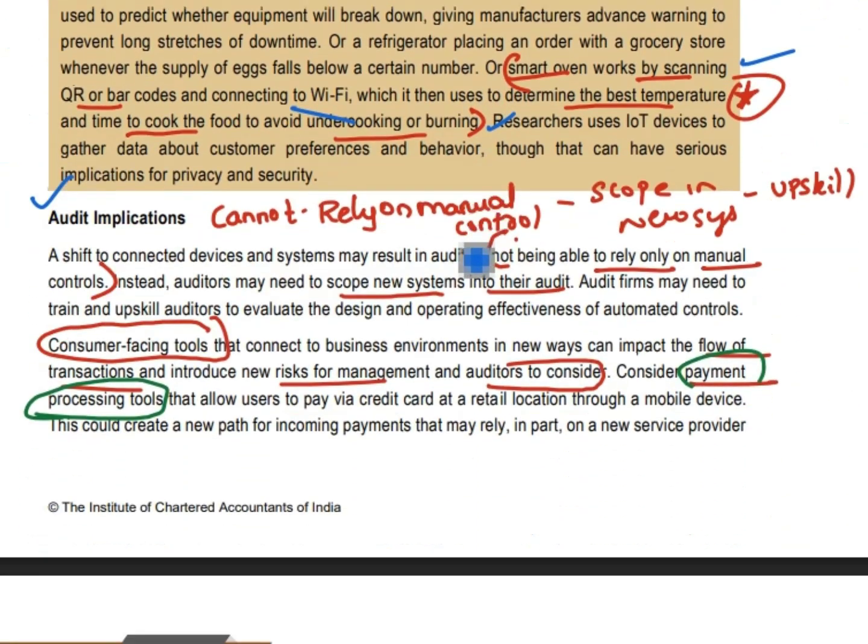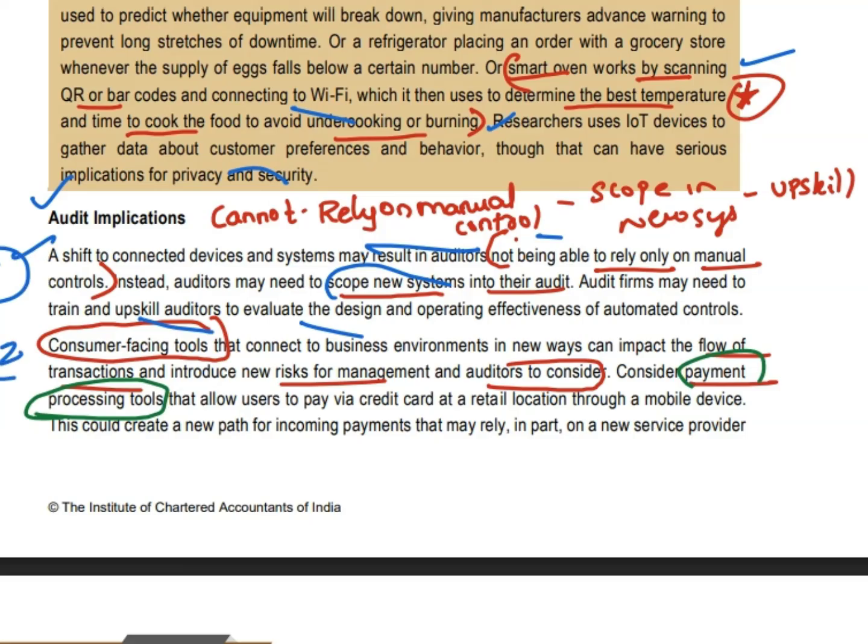Okay, what is the audit implication? What the auditor should do extra, since he is going for this automated technology, etc. What he should do from his point. Okay, so first of all, there is a shift in using the devices, systems, etc. So he cannot rely on the manual controls alone. So what he should do, he should scope the new systems into his audit. He should bring new systems into his audit. He has to see whether he needs to upskill anyone. Okay, upskill the auditors, or train the auditors to evaluate the effectiveness of the automated controls, whether they are operating properly or not. So this is your first point, that we cannot rely on the manual controls directly.